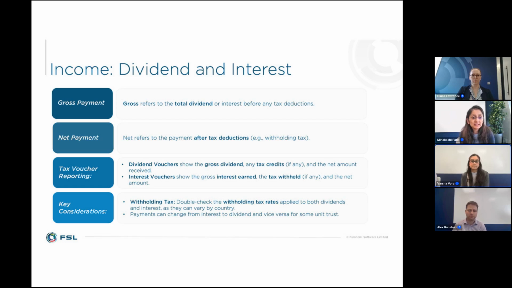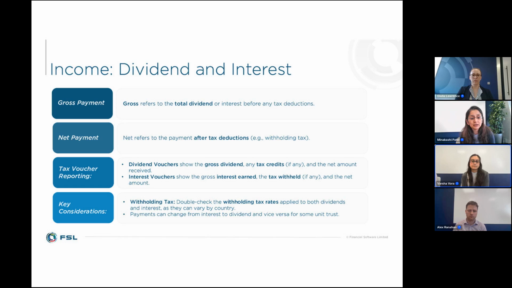For tax reporting purposes, the dividend voucher will generally show the gross dividend, any tax credits if applicable, followed by the net amounts, and that's quite clearly labelled on our consolidated tax certificates. The interest sections will tend to show you the gross interest earned, any tax withheld if there is any, and then any net amounts as well.